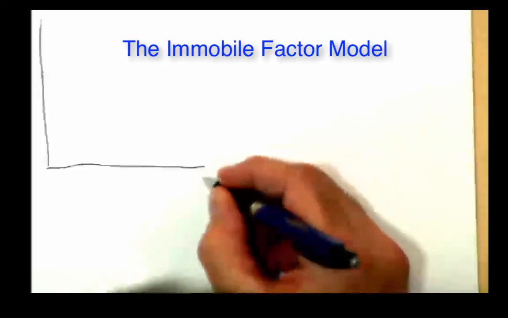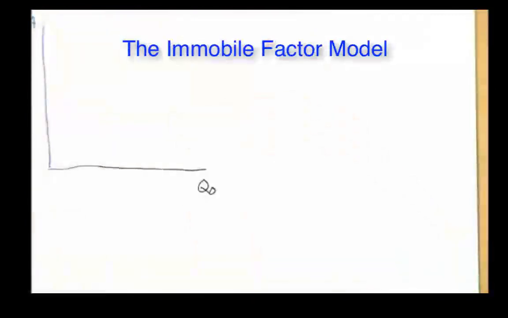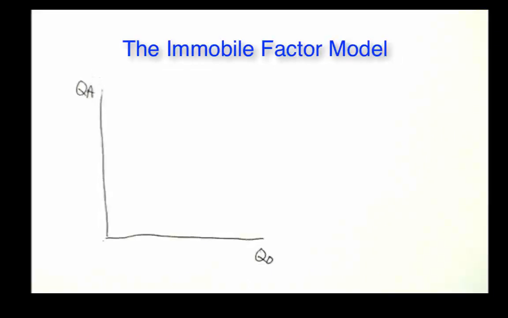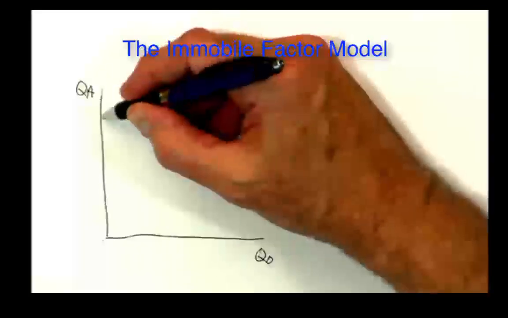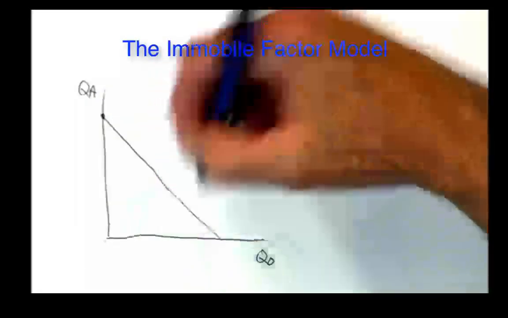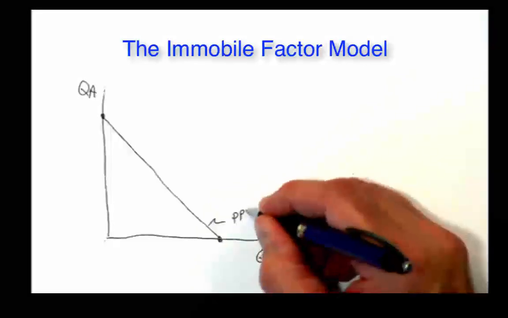Suppose we have a diagram with oranges on one axis, QO, and apples on the other axis, QA. And we imagine an individual like Smith who can produce some combination of apples in total, or some amount of oranges, and some combination in between. So this is the PPF.